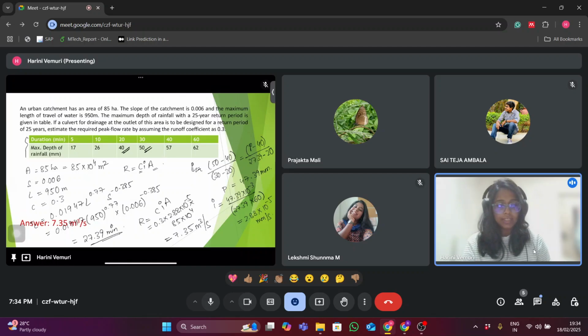So I'll just briefly tell you again. First we have all the terms: area, slope, maximum length of travel, and also the runoff quotient. Okay, but we don't know the intensity of rainfall. To calculate intensity of rainfall, they have given, for a return period of 25 years, the rainfall depth for different durations. But for the rational method, we assume that the rainfall should occur for a duration of at least the time of concentration.